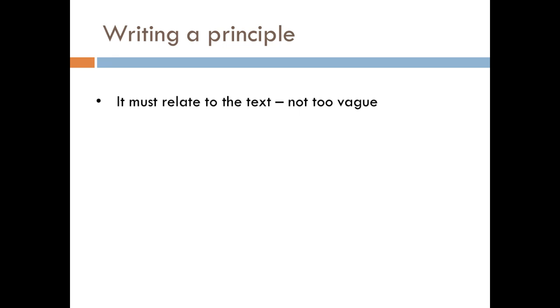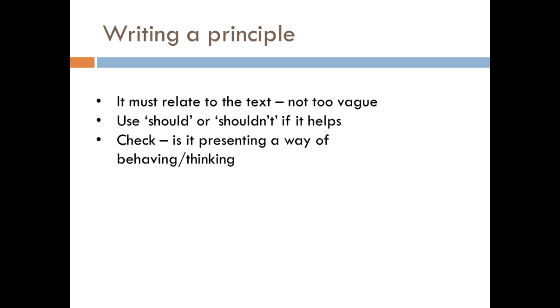They might ask you to write a principle, so read the text and suggest a principle from the text. So it must relate, it can't be too vague, it must relate to the context. So think about, by this stage you've probably found the main conclusion, you've probably found either the intermediate conclusion or reasons. What is the theme of the resource? So the easiest thing to do is use should or shouldn't, because that will give you a principle pretty much straight away. Is it telling you how to behave or how to think?